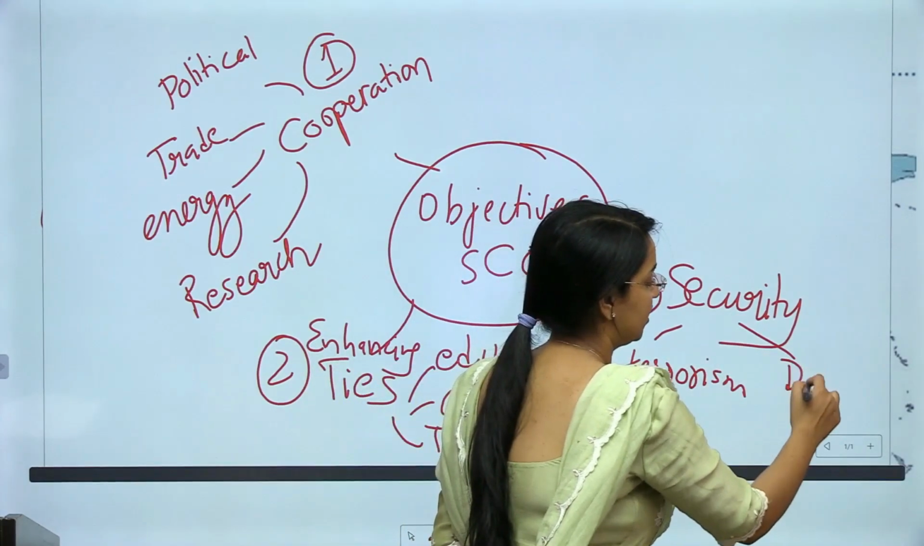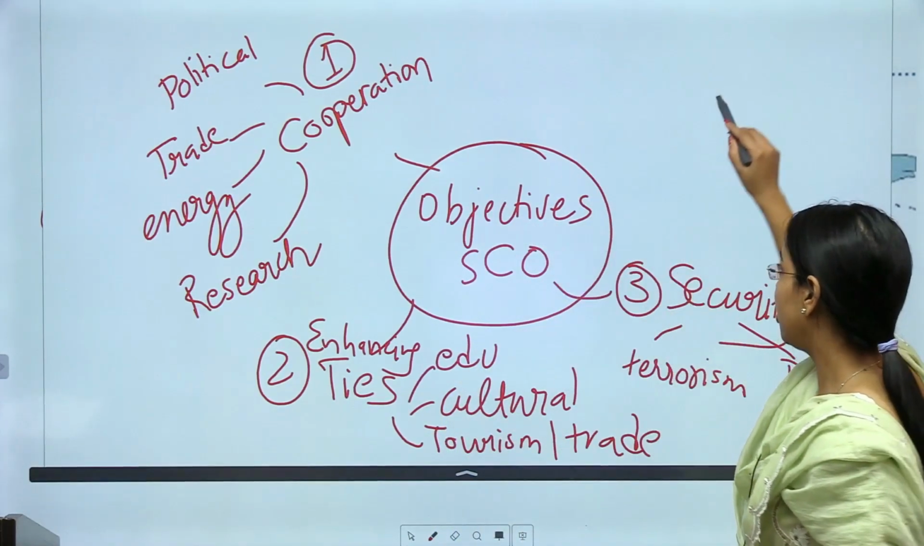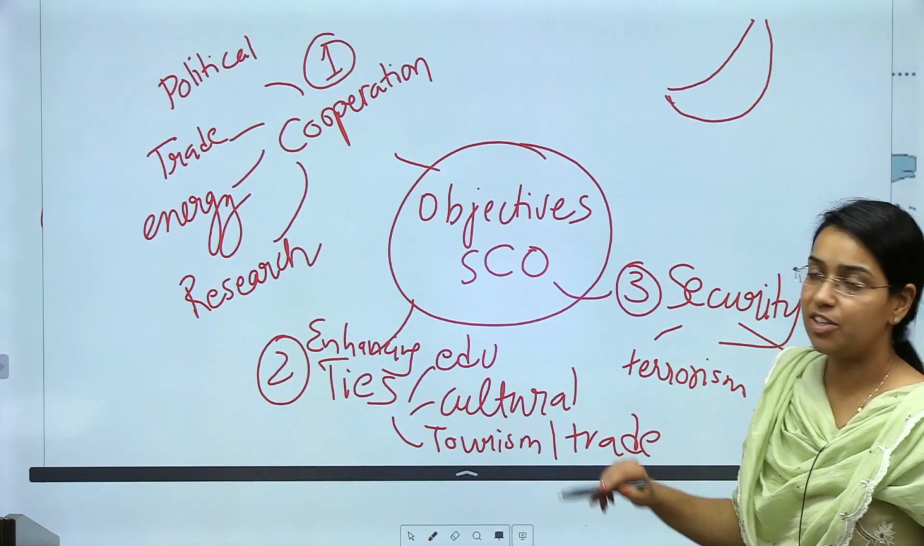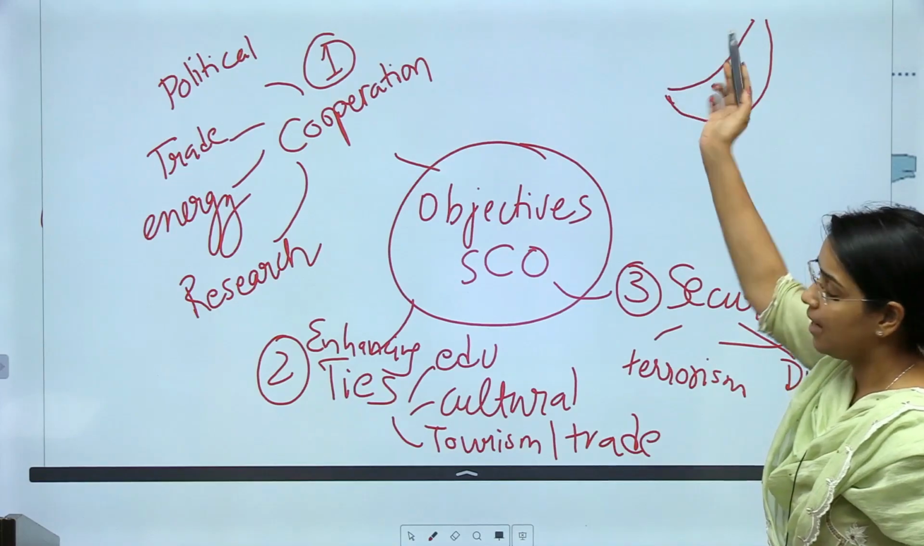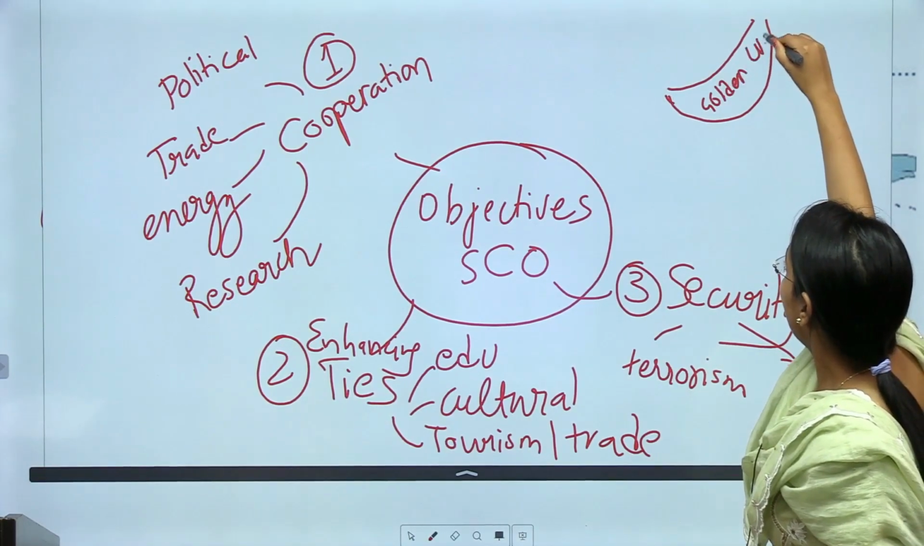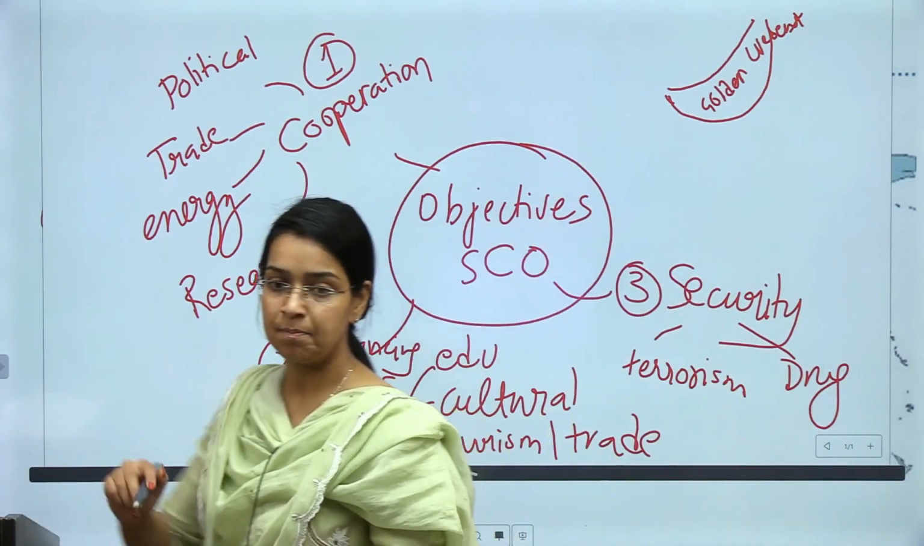Then drug trade, drug trafficking is another big issue. You might have heard about the golden crescent. उसमें क्या क्या fall करता है? Tell me, what are the countries considered as golden crescent का part or points?